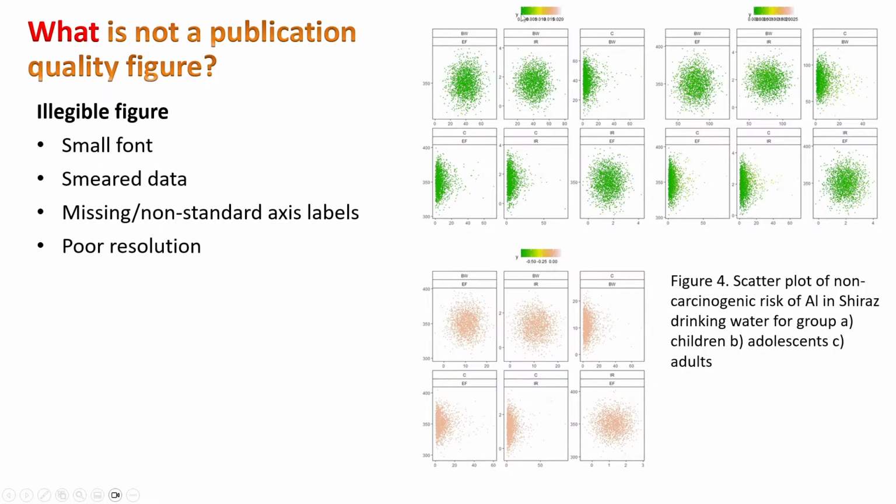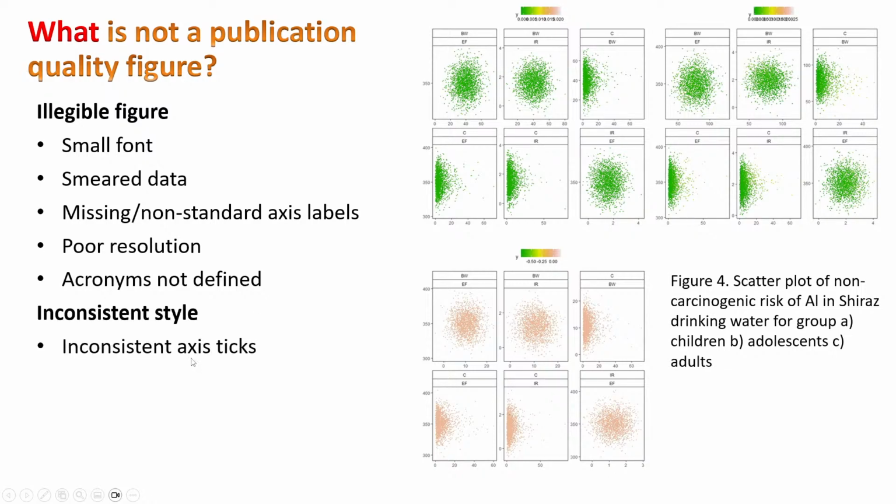I don't know what this Y is, even the legend label Y. I don't know what this Y is. That's another case of acronyms not defined, this Y is not defined, all these acronyms are not defined. Inconsistent style, so inconsistent axis ticks. The axis ticks here has 1, here it has 3, here it has 3, here it has 2, so it's inconsistent. Inconsistent legend, so the legend is not consistent among these two figures.